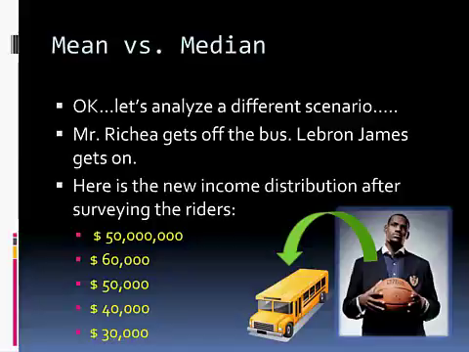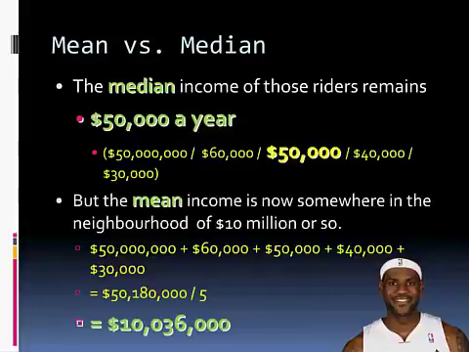Now imagine this scenario. I'm riding the bus, and then all of a sudden LeBron James gets on. Uh-oh, we have LeBron James on our bus. Now all of a sudden our income distribution goes way up, right? $50 million, then 60,000, 50,000, 40,000, and 30,000. Something's a bit off here. Let's take a look. The median in this case is still 50,000. It's still the middle number, 50 million right down to 30,000.